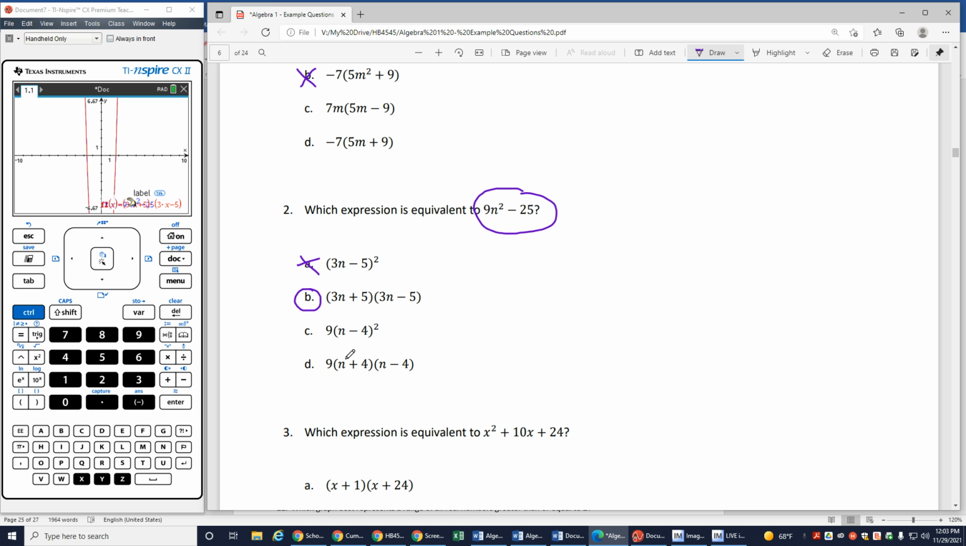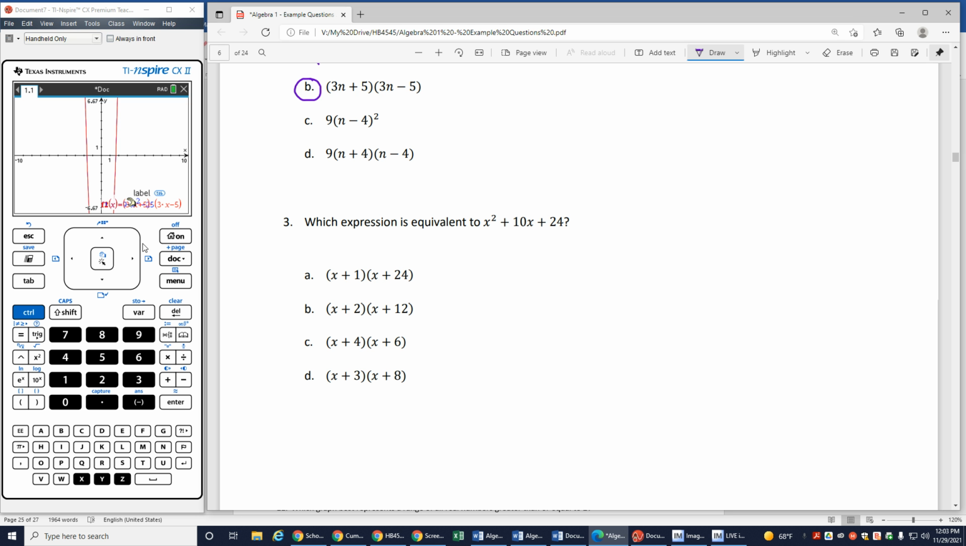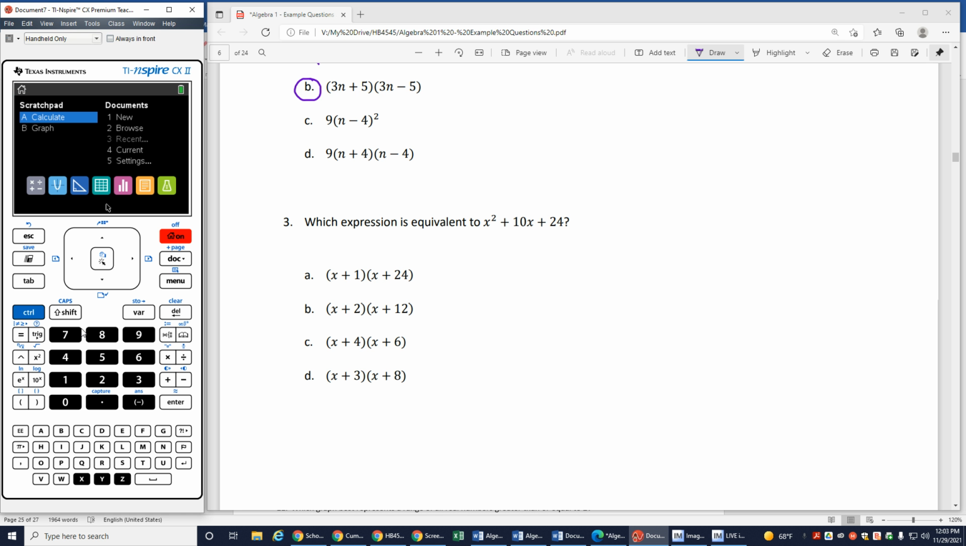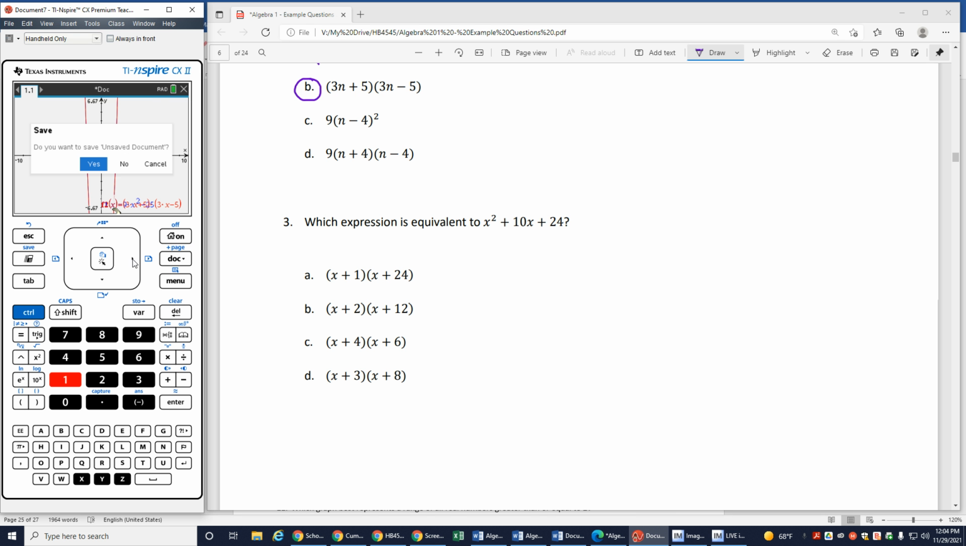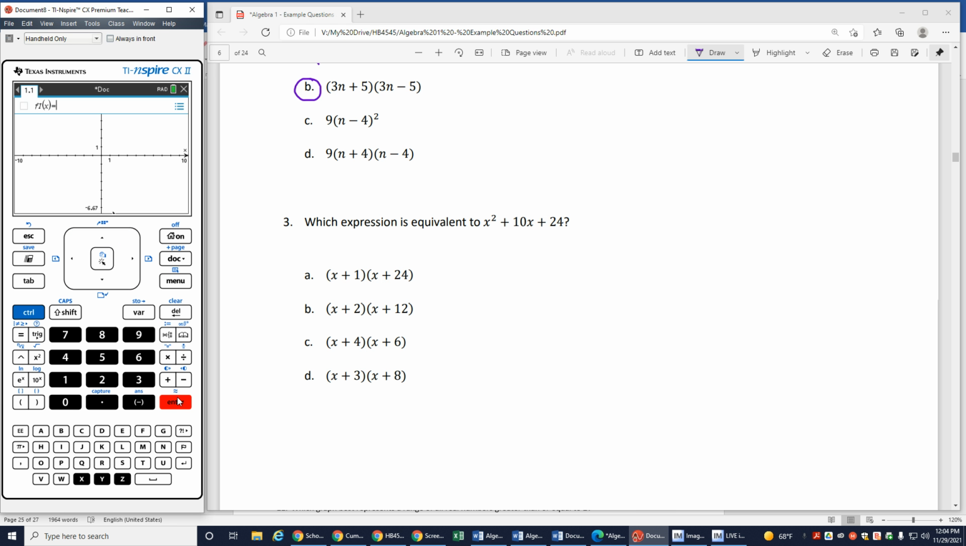Okay, we saw that A was not the correct answer. If I graph these two, you'll see they are also not the correct answer. Okay. All right, number 3, again, I just really like a fresh graph, so I press the home button. I'm going to do 1, grab myself a new document, and a graph. Oops, not geometry, a graph.